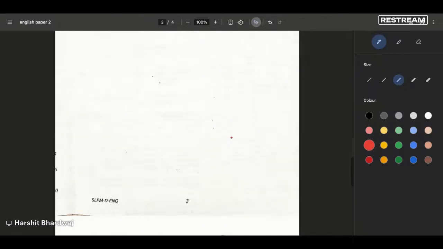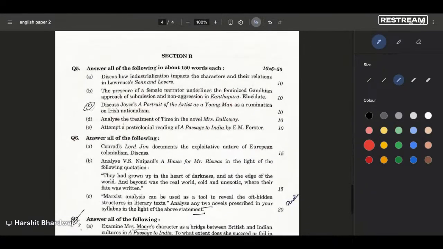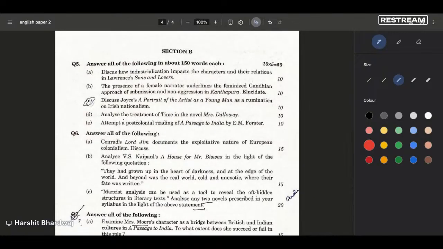Moving on to the prose section. First question, compulsory part, 150 words each. Discuss how industrialization impacts the characters and their relations in Lawrence's Sons and Lovers. Very open and very easy question. They could make it more specific. Industrialization is something they normally ask when they ask anything from Hard Times, Charles Dickens, or Victorian texts. So this is a pretty fresh idea that they're applying.